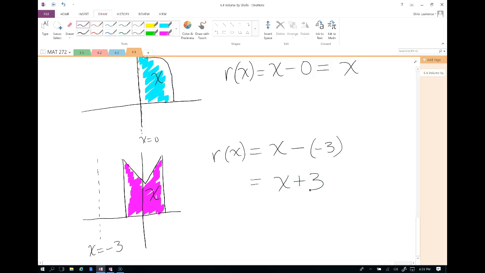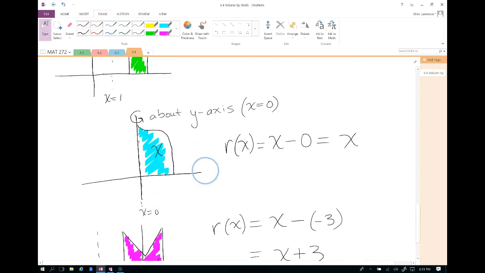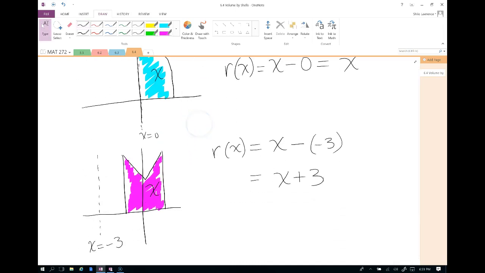So make sure, in order to decide your radius function, you have your original two-dimensional region drawn, and you also have your axis of revolution sketched in there, because to decide your radius function, you want to do the one on the right minus the one on the left. And that takes care of your radius function.